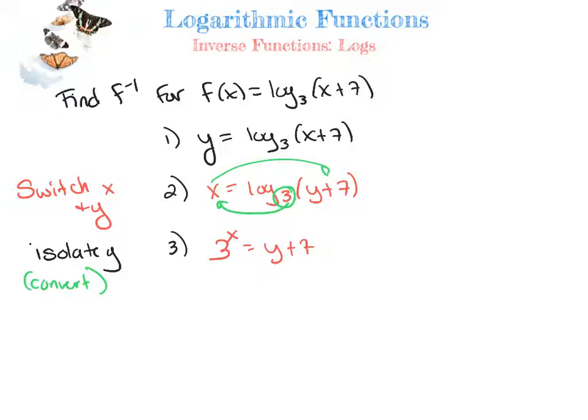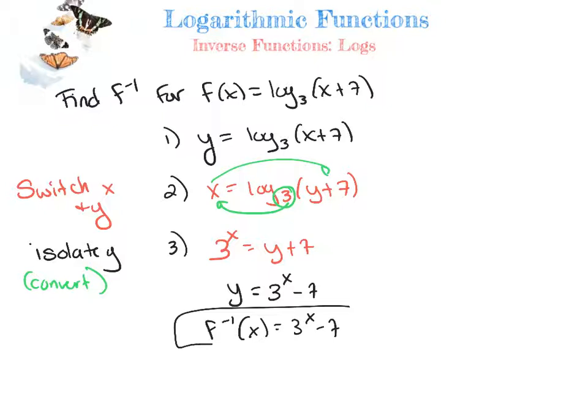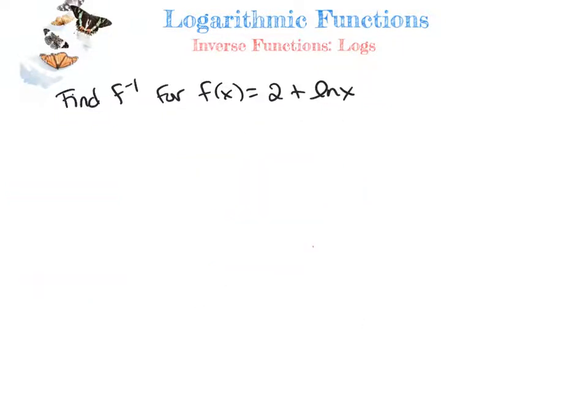And then quickly solving for our new y, we can subtract 7 from both sides, and we have y equals 3 to the x minus 7. That would be the inverse function, 3 to the x minus 7. Okay, let's do a couple more examples.